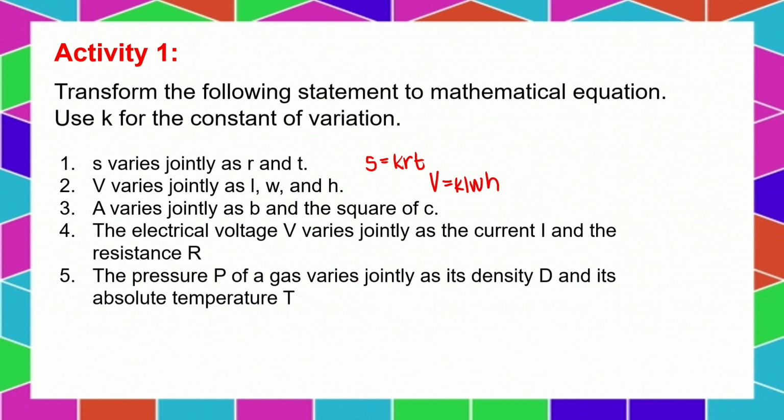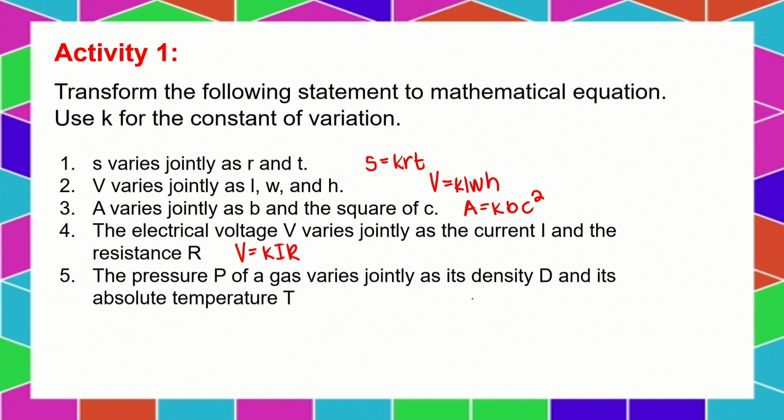Number 3, A varies jointly as B and the square of C. If we write this in mathematical equation, that is capital A is equal to K, B, C raised to the second power, since that is square of C. Number 4, the electrical voltage V varies jointly as the current I and the resistance R. That is capital V is equal to K, I, capital R.